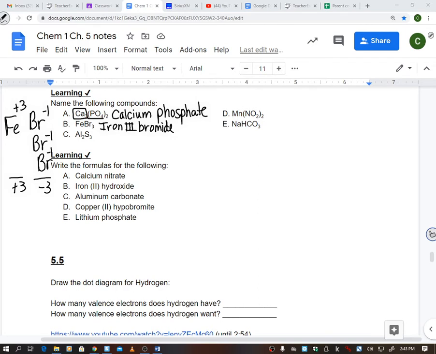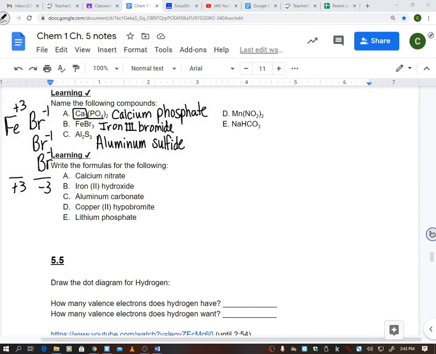Then I go back to C, and it's aluminum and sulfur. And off the top of my head, I know those charges. They're on our periodic table. So I'm just going to name it like it looks. Aluminum sulfide. Okay, if I didn't know aluminum's charge, I would have to figure it out. Here's one, manganese. I don't know the charge of.